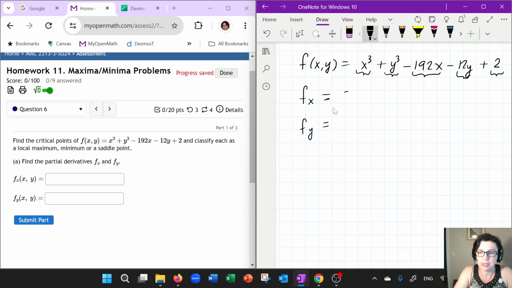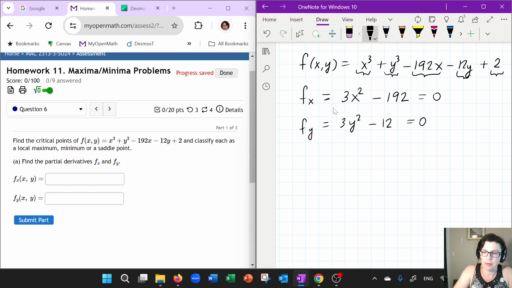So for fx, you can see that that's just going to be 3x squared. The y cubed term will become 0. Then here we'll get negative 192, and the rest does not have an x, so that just becomes 0. For fy, we will get 3y squared similarly, and then minus 12. Now we set both of these equal to 0.